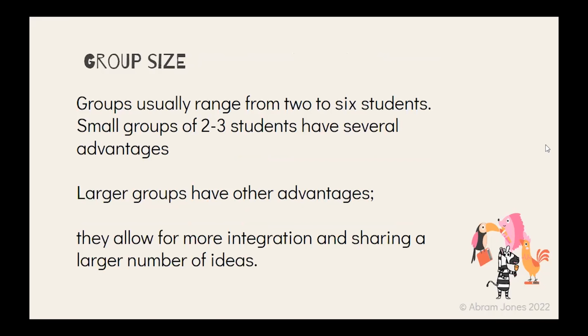What about the size of groups? Groups usually range from 2 to 6 students. Small groups of 2 to 3 students have several advantages. I like to make groups of 3, groups of 3 or 4. 5 is a bit much, in my view. Larger groups, though, have other advantages. They allow for more integration and sharing a larger number of ideas. So you might perceive that this would slow down the working process. It really depends on your group.